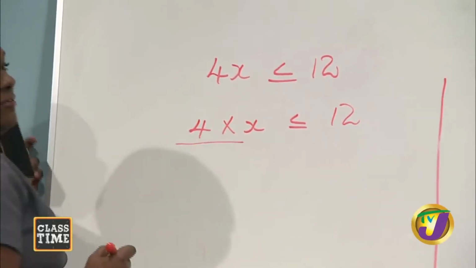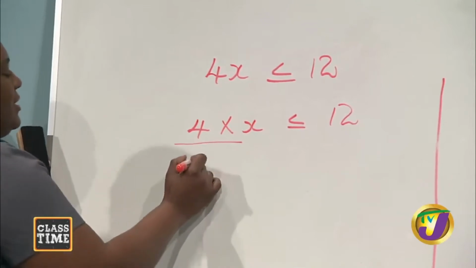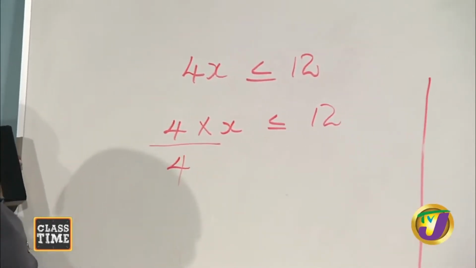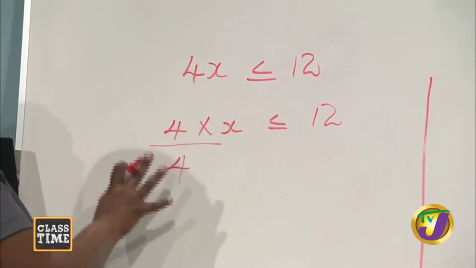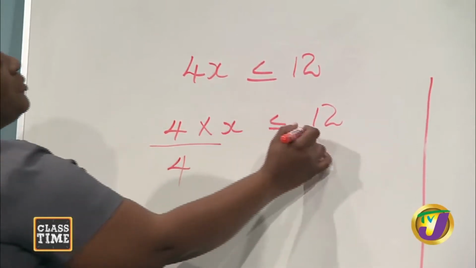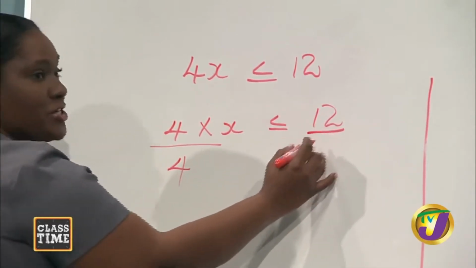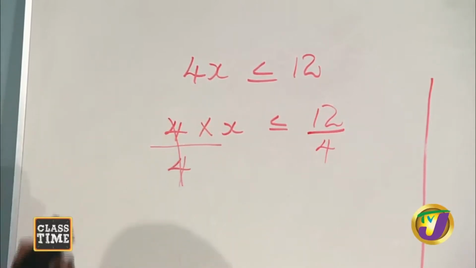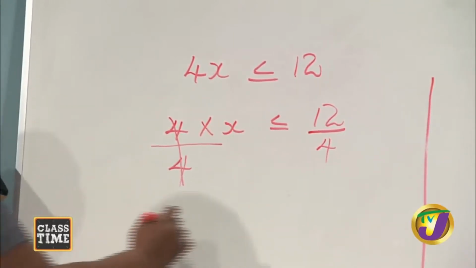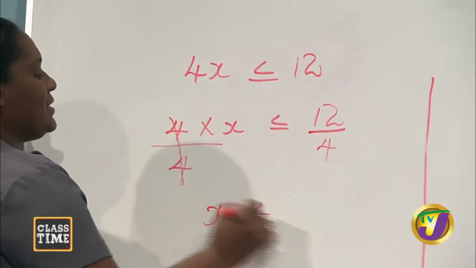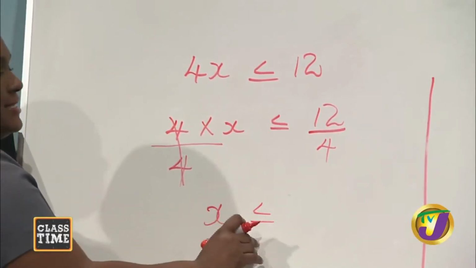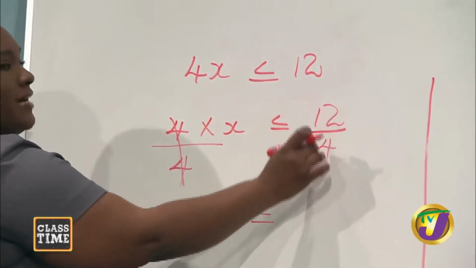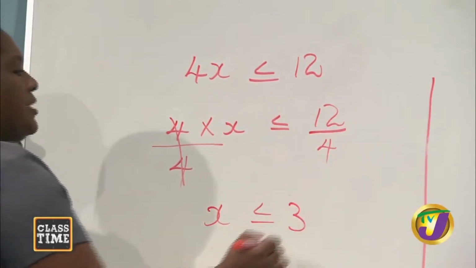So the inverse of multiplication would be division. So we are going to be dividing by 4. And whatever you do to the left-hand side, you also do the same operation to the right-hand side, to keep the balance. So it is x that is less than or equal to 12 divided by 4, 3.